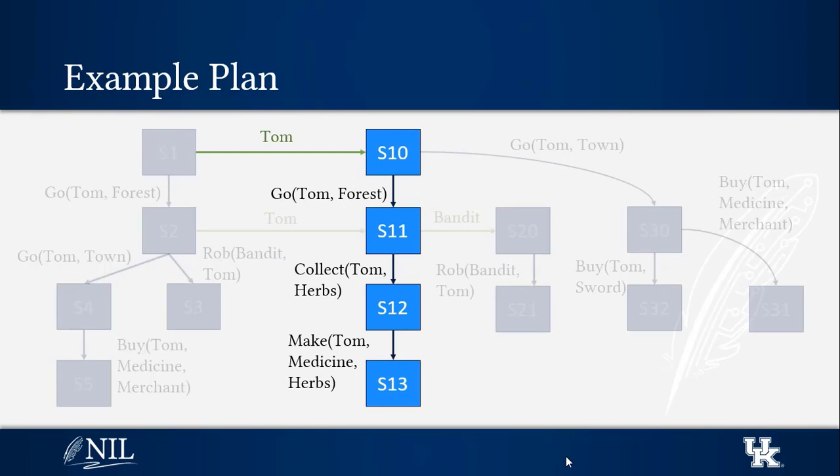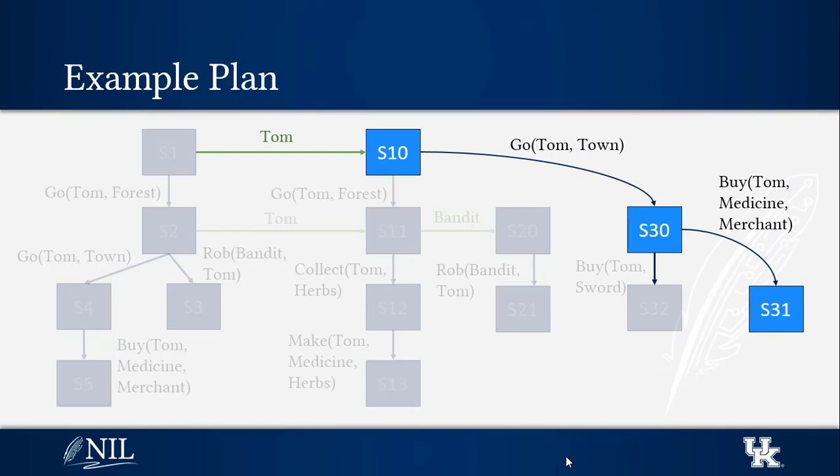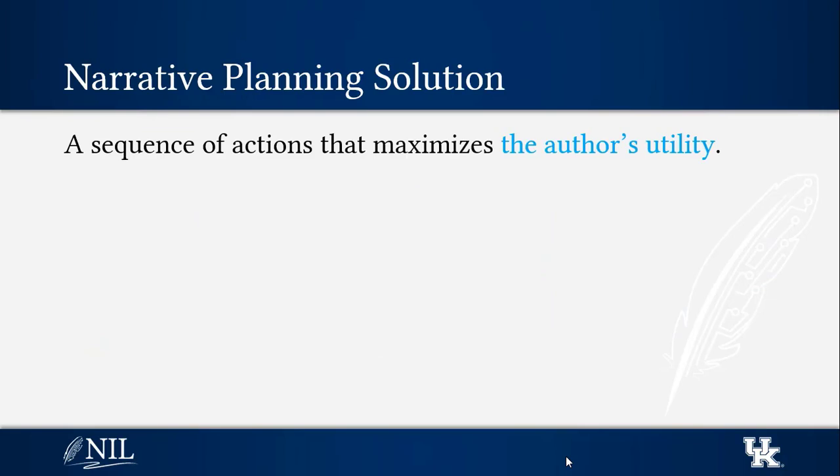So an example plan for Tom is for him to go to the forest and collect the herbs to make the medicine. Another possible plan is for him to go to the town and buy the medicine from the merchant. Again, a solution to a narrative planning also has several constraints, but this is the one that I focus on here. A solution to a narrative planning is a sequence of actions that maximizes the author's utility.